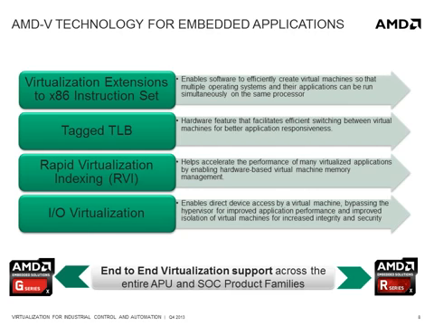The third aspect, rapid virtualization indexing, or RVI, helps accelerate the performance of many virtualized applications by enabling hardware-based virtual machine memory management. And finally, I/O virtualization enables direct device access by a virtual machine, bypassing the hypervisor for improved application performance and improved isolation of virtual machines for increased integrity and security.